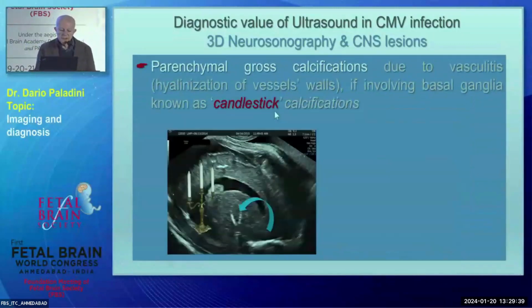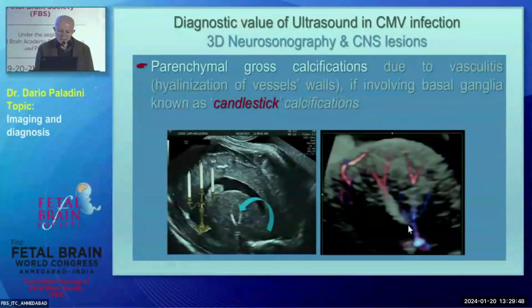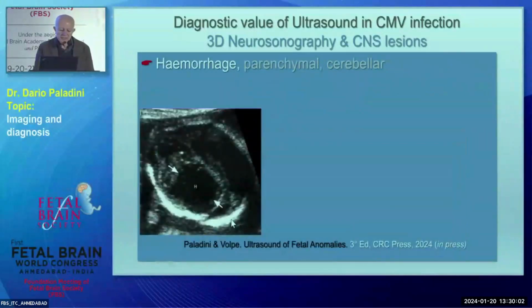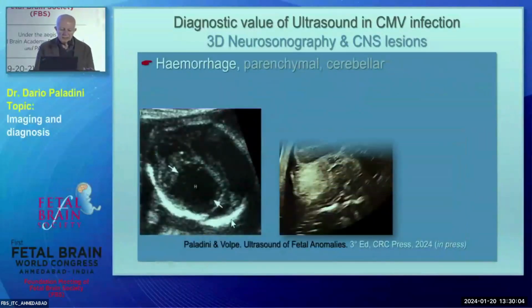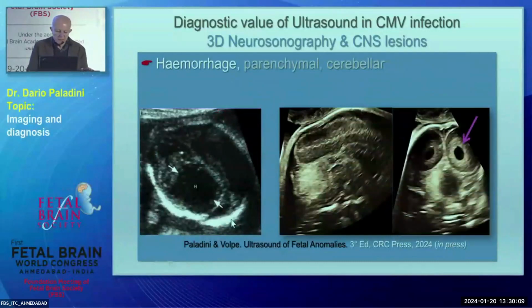And this is where you will find the candlestick appearance of this calcification, because these are just getting along the vessels. And you see this is the same fetus, and this was a close-up of a power Doppler showing you actually that the calcifications were along the arteries of this case. And then you may have intraparenchymal lesions. I will go fast in this because I presented this in my previous talk.